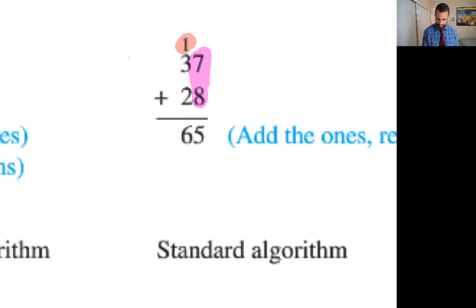And then the next thing you do is you add the next column. You add the tens column, 3 plus 2 plus 1, that's 6. And then your final result is 65. Now, it's not too bad of an algorithm. I'm assuming you all know how to do that. I'm not going to test you on being able to do that type of thing. We're going to learn some new algorithms that are a little more interesting, I think.